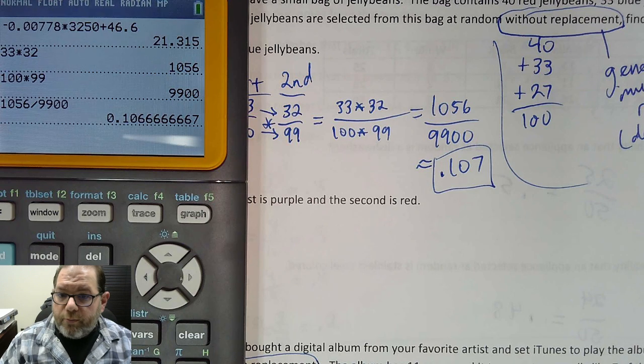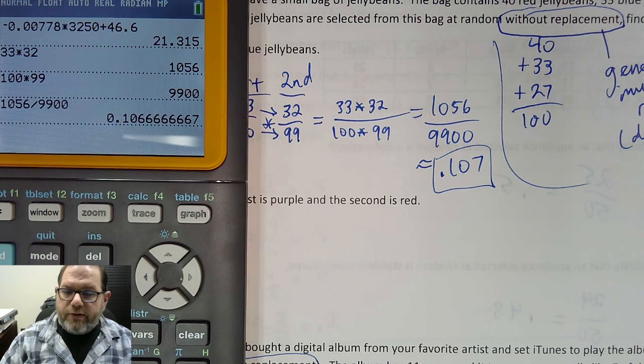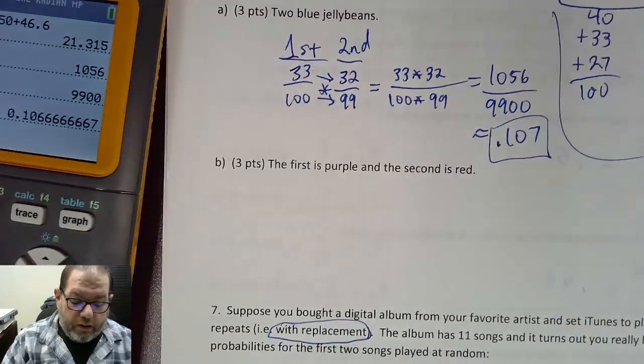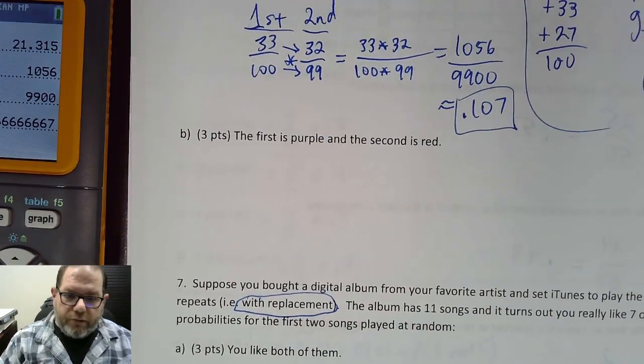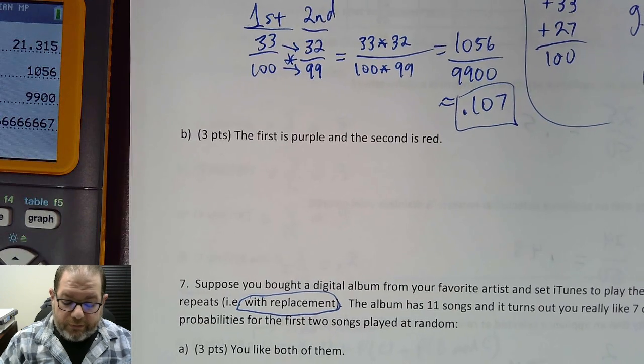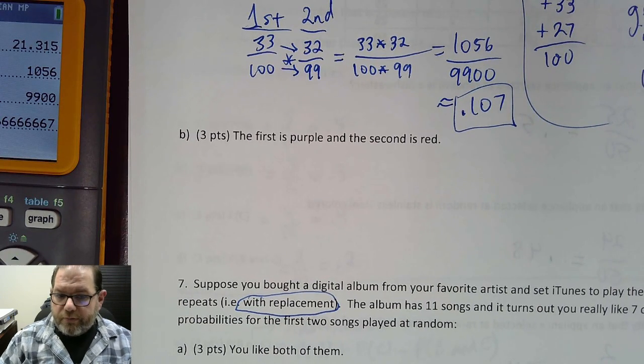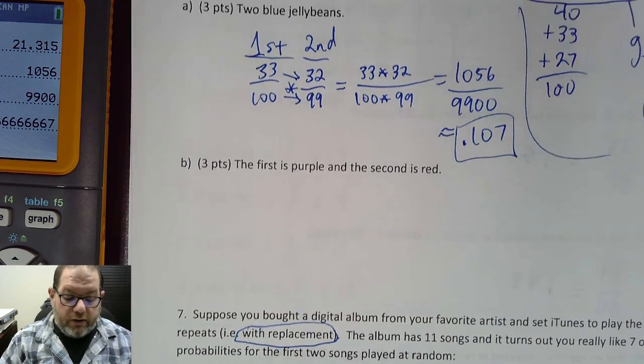And so that's our probability that we could select 2 jelly beans at random and they'll both be blue. About 11% chance. All right, and now in problem B, we mix that up a bit, and we say, okay, what if we want the first one to be purple and the second one to be red?